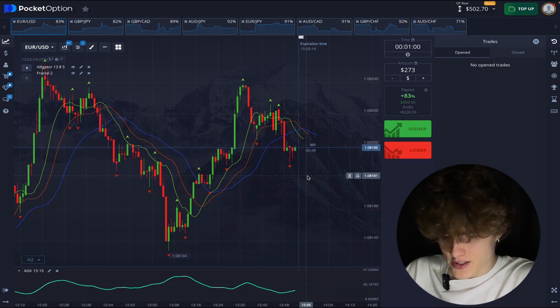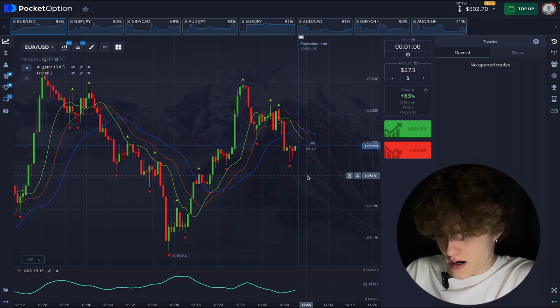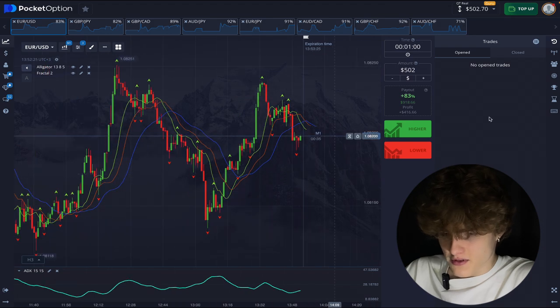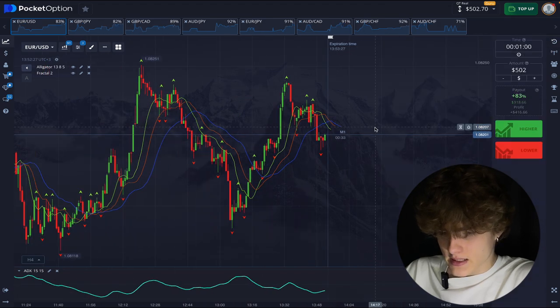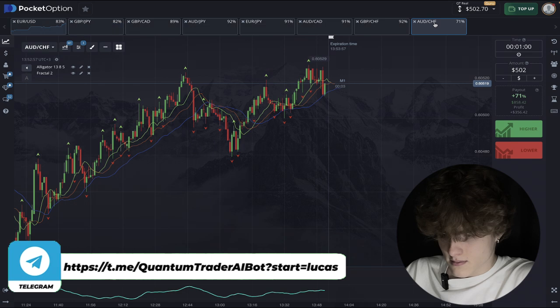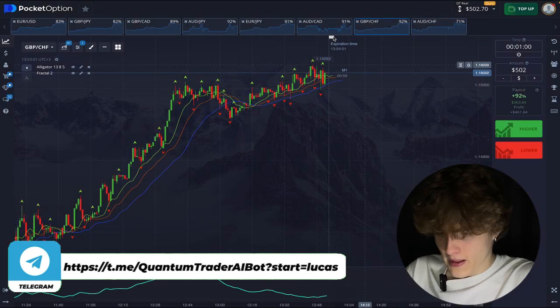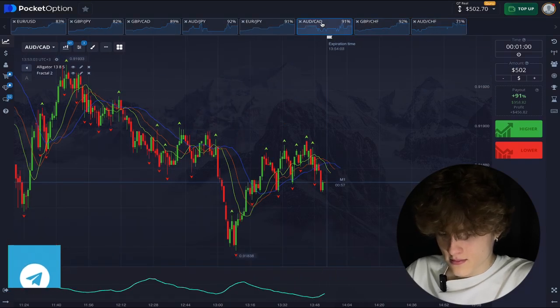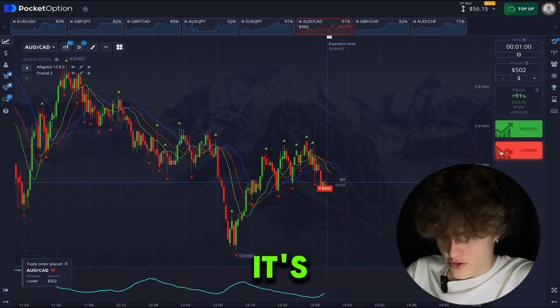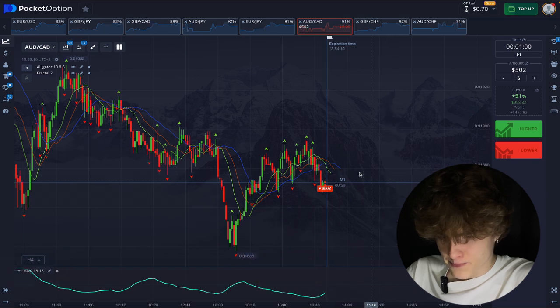So let's open the next trade also on the maximum amount of balance, $502. I will take another risk to get an even more satisfying profit. So let's continue, guys. So here the opening will be on the downside. This trade is similar to the previous one.